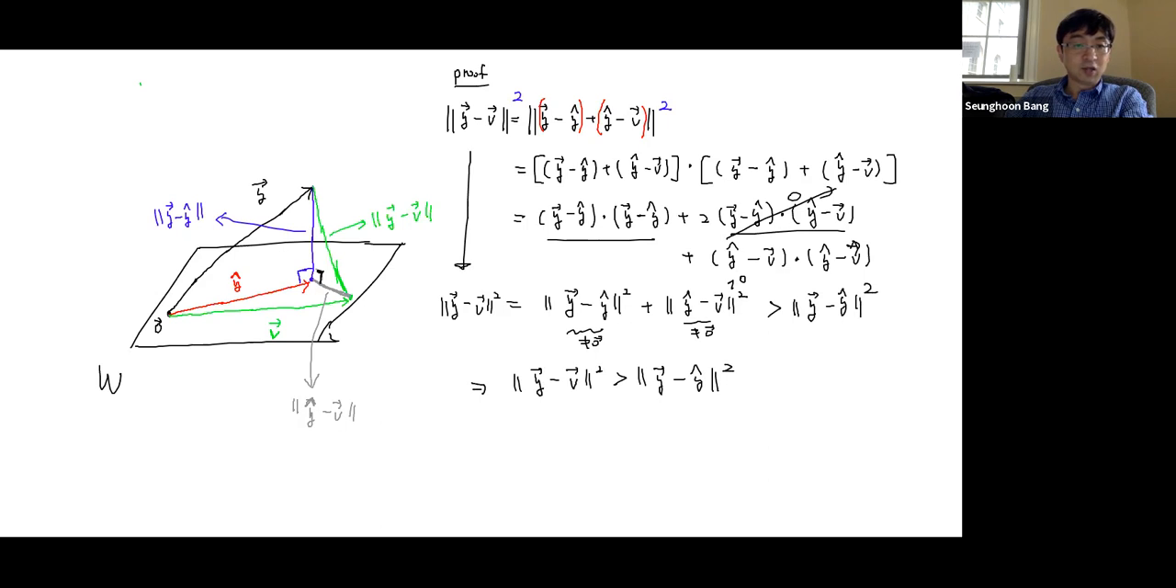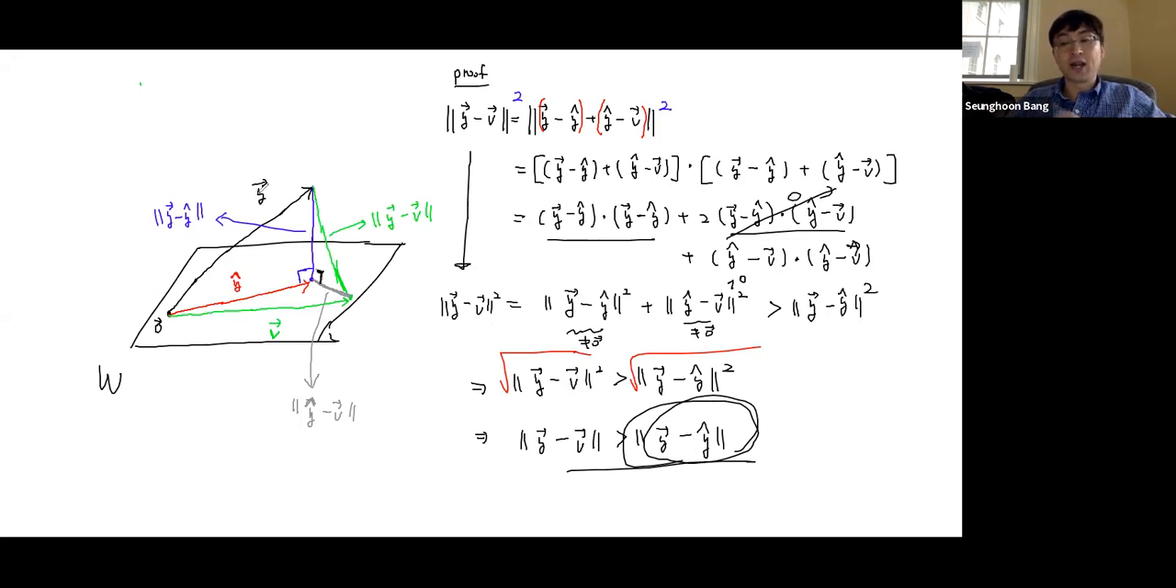Next, you can eliminate the square, just take a square root. So the 2 is gone. What's the final answer? The norm of vector y minus vector v is greater than the norm of vector y minus y hat. So that's it. What does it mean? This is the shortest distance. So this is the best approximation. This is the whole idea from the previous theorem.